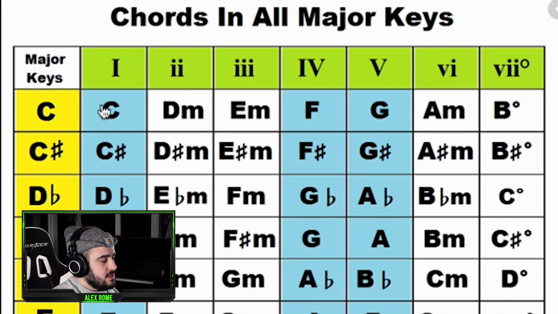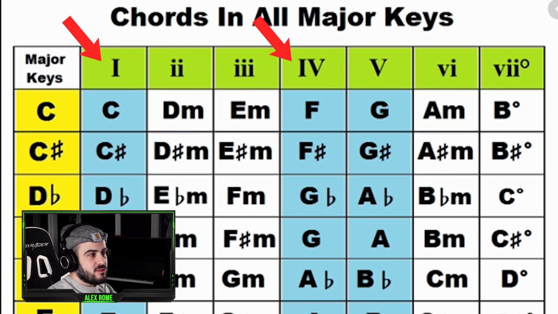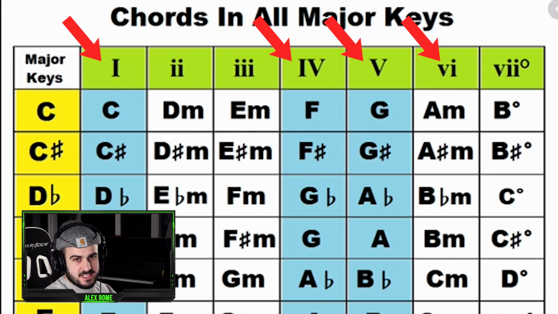So if we look at C major, the most important chords in C major are going to be the 1st, the 4th, 5th, and the 6th chords. And that's the same for all of the other key signatures. So the 1st chord, the 4th, the 5th, and the 6th are the most important chords in each of those key signatures, because if you use those, you are most likely to get something that sounds good if you can correctly use those chords. So I'm going to show you how I would use those chords.